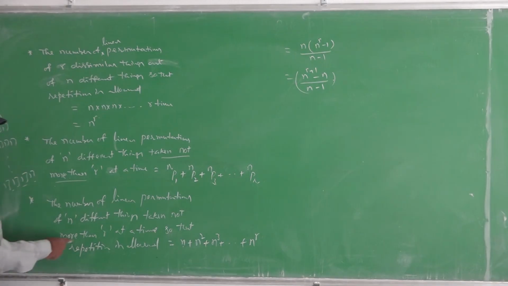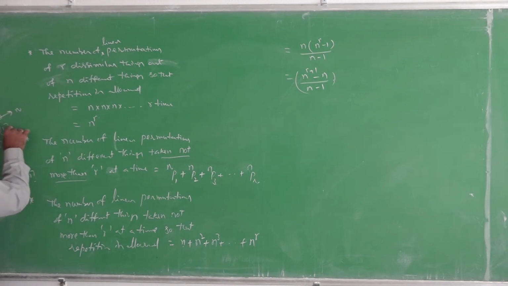Things taken not more than r. Not more than r means you can take one, or you can take two, or you can take three, like that. You can arrange the things out of n different things. Each thing may be repeated any number of times. So that can be possible. It can be filled in n ways.